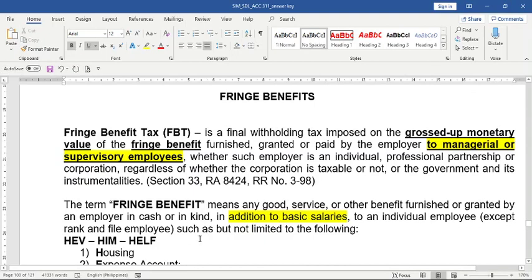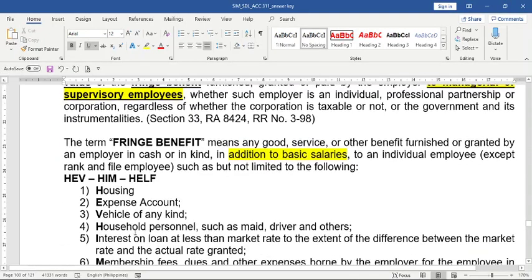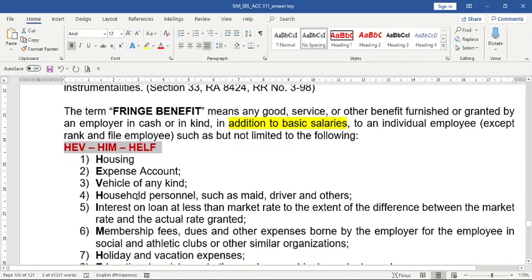Okay, so let's go. Fringe benefits such as, but not limited to, we have an acronym here. So these are our fringe benefits. Look at our acronym: HAVE, HIM, HEALTH. Okay. So what are these? We have Housing, Expense account, Vehicle of any kind, and Household personnel such as maid, driver, and others.